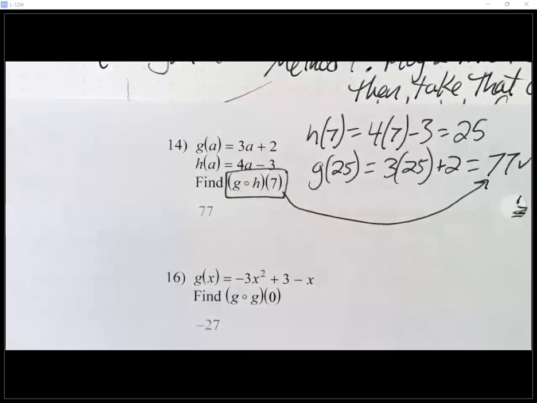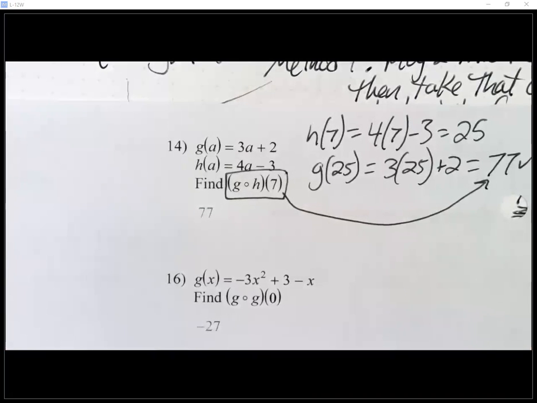Okay, try 16. The answer, you can see it there, it's -27. Can you figure out what this even means? Try it. Do what you think you should do, and then we'll talk about it.